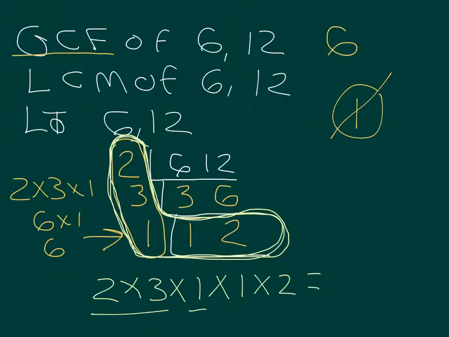Times 1 is 6, times 1 is 6, times 2 is 12. So the LCM of 6 and 12 is 12. Now, lastly, I don't really have a new color here, but lastly, the lowest term of what we're looking for is right here. You put a division bar right there. The lowest term of 6 and 12 is 1/2. So it'd be 1/2 is the lowest term.